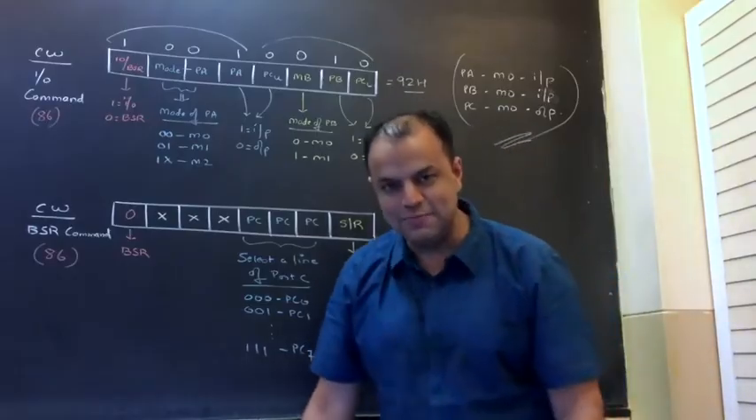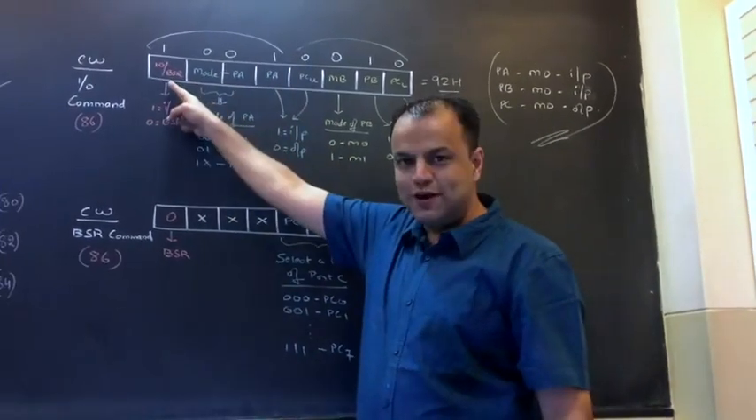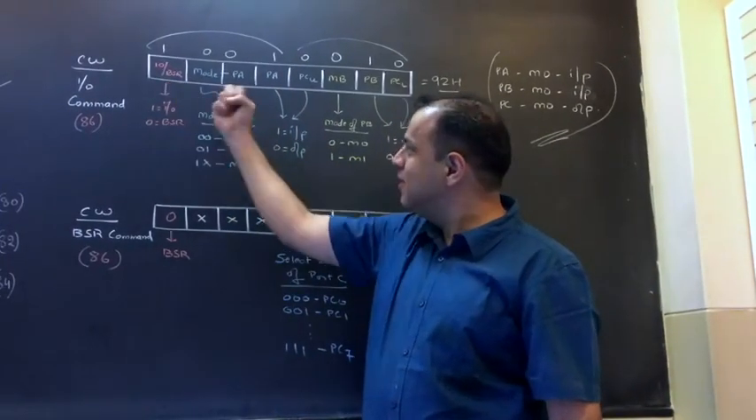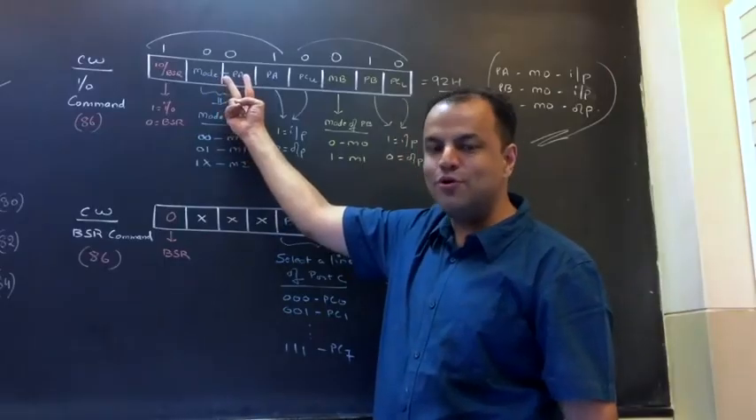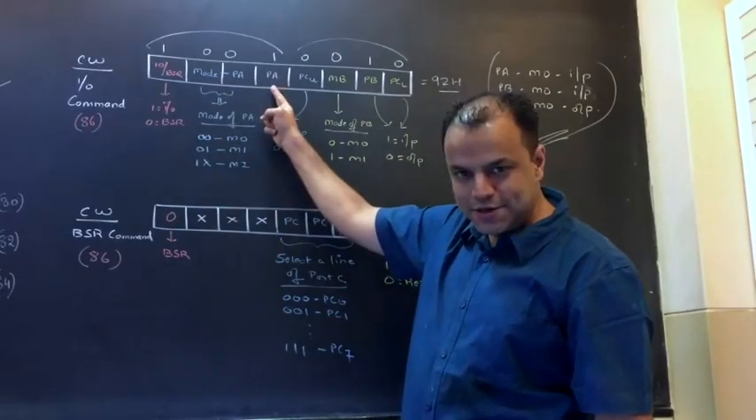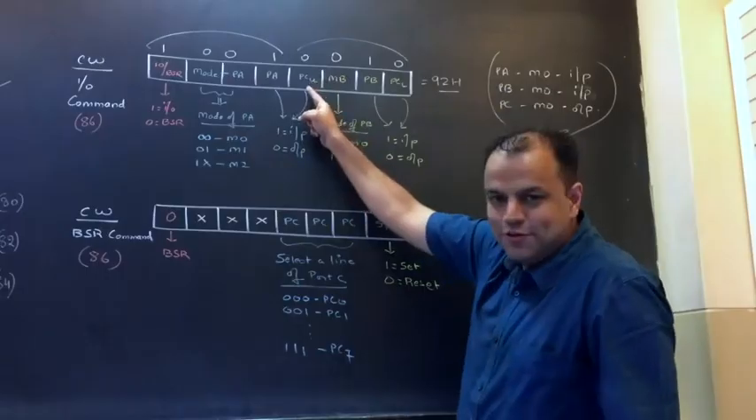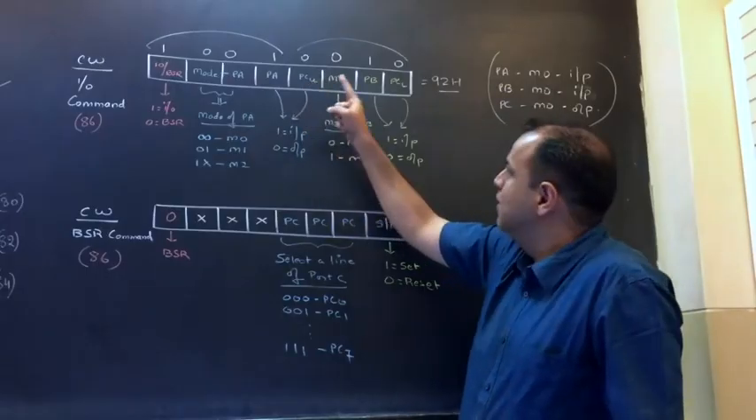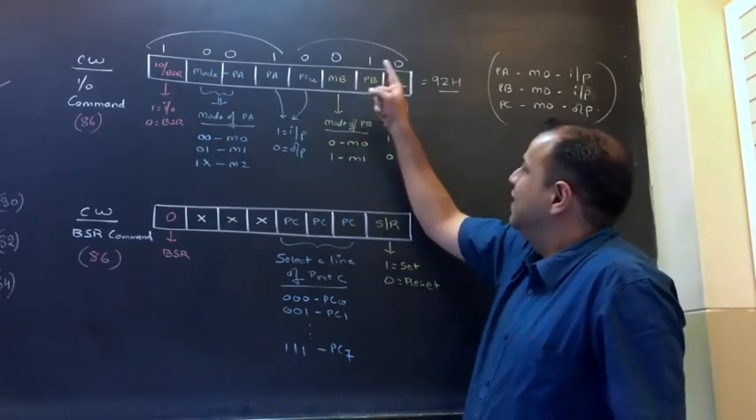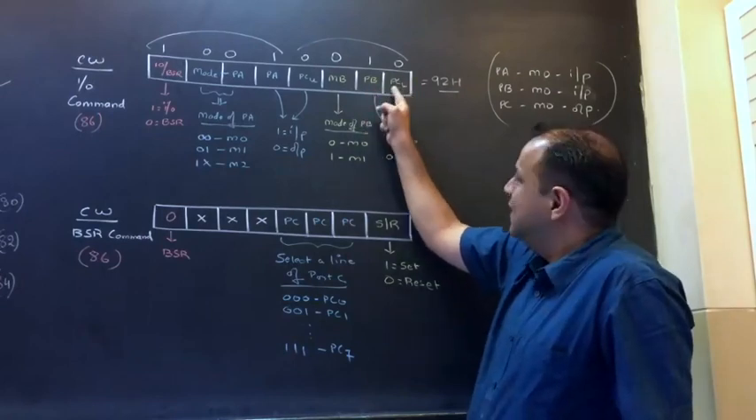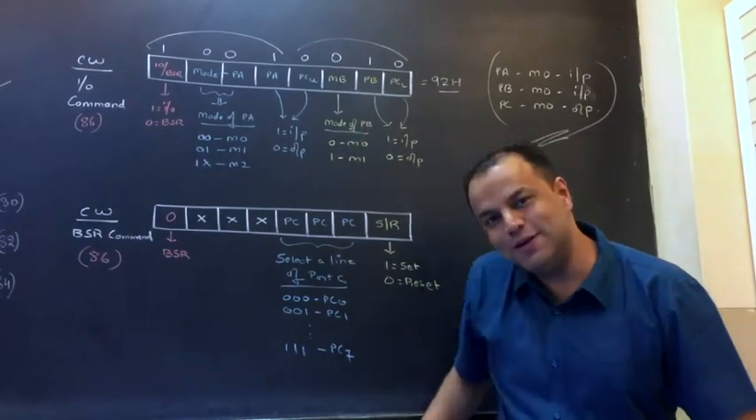So let's just have a 1 minute recap. This bit is 1 to indicate that it's an IO command. These two bits decide the mode of port A, the direction of port A, the direction of port C upper, mode of port B, direction of port B, direction of port C lower. Tell me, did you understand?